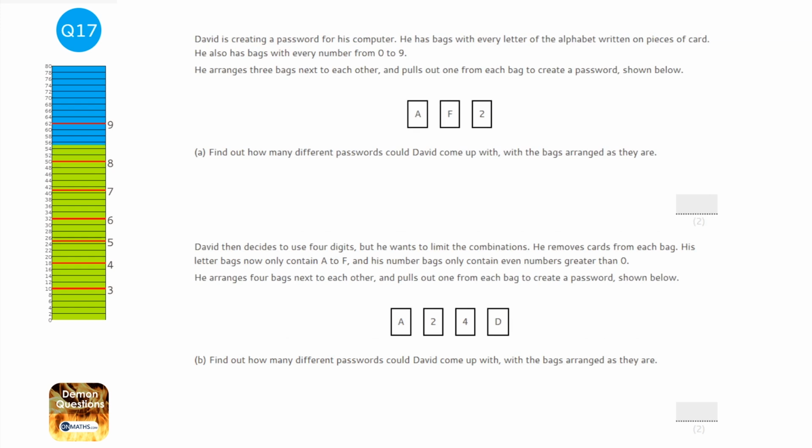Okay, so this question seems really complicated because of the sheer amount of words, but actually it's quite a simple question when you get your head around it. So the first question, we're looking at two bags of letters, and one bag of numbers. There are 26 letters in the alphabet, so there's 26 options for this first bag. There will be 26 options for the second bag, and numbers from 0 to 9. Now we've got to be careful here because 0 is counted, so there are 10 numbers in that bag because there's 1, 2, 3, 4, 5, 6, 7, 8, 9, but there's also 0, so that's 10 in total.